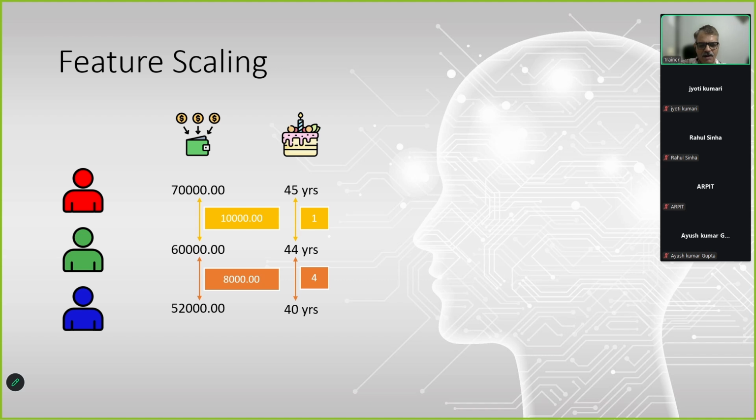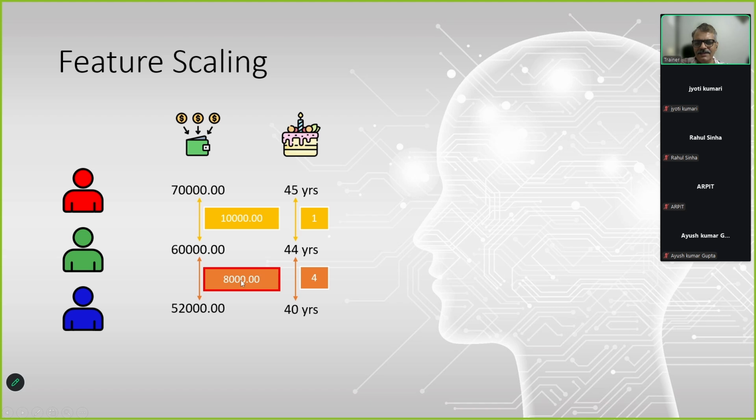And out of them, we will say that the green person is clearly closer to the blue person, because the difference of 8,000 is lesser than the difference of 10,000. So we can say that blue is closer to green, correct?